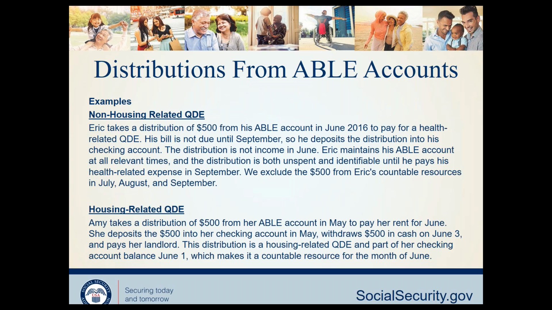So I know on slide 34 it talks about the two types of housing-related expenses. One is if you're paying a health-related QDE, but then it also talks about the housing-related QDE at the end of the month.